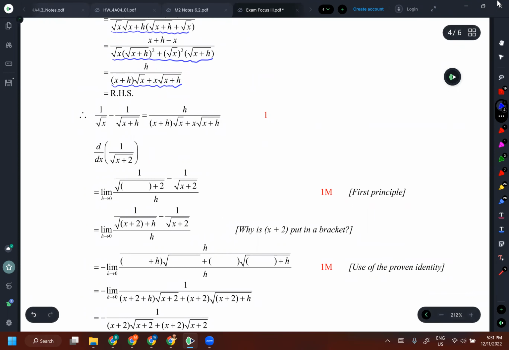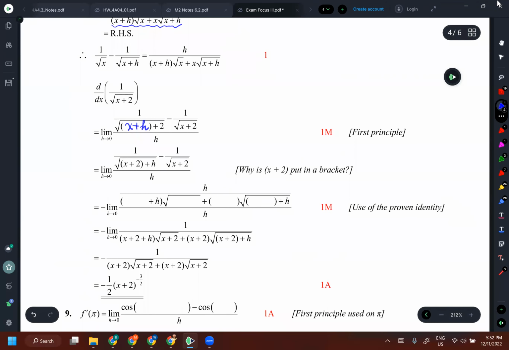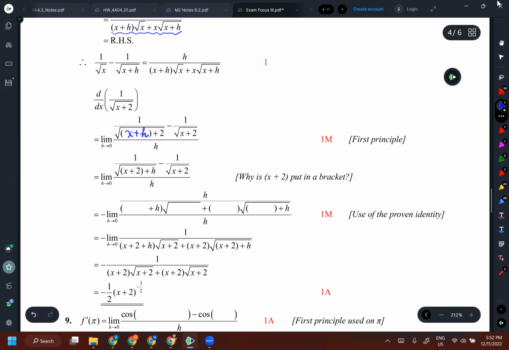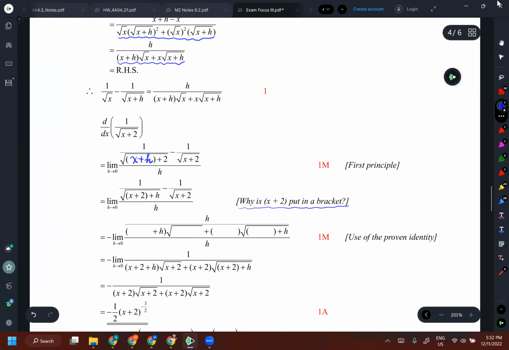Derivative is f of x plus h minus f of x. And then it's miraculously changed to 1 over x plus 2 plus h, minus 1 over x plus 2. And here I put a question, why is x plus 2 put in a bracket? Now, if you see the purpose of this, then you don't have to do the expansion all over again, because you're going to use the result of the first identity you just proved.